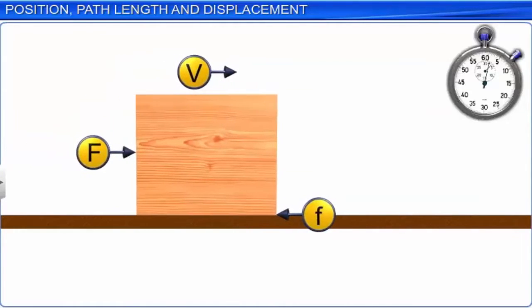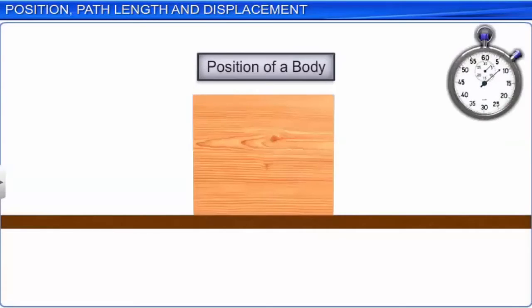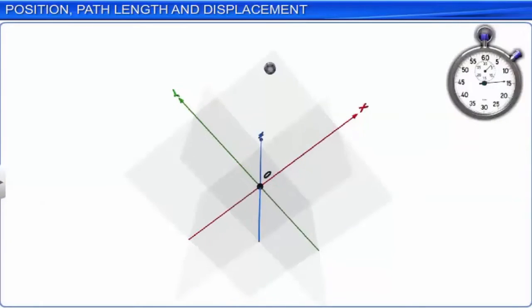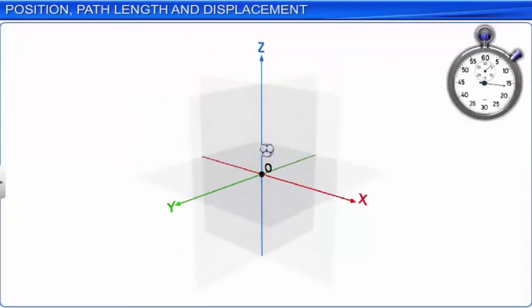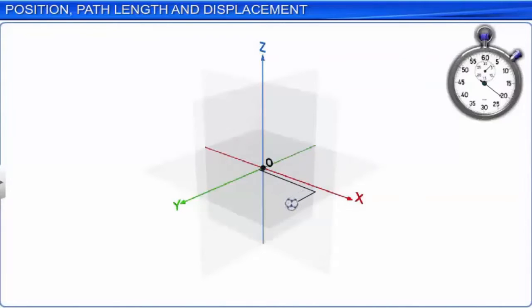In kinematics, we study the motion of bodies without considering the forces that cause the motion. Let us first understand what is meant by the position of a body. The position of a body in space is denoted by three coordinates: x, y, and z. The path length and displacement of a body depend on how its position changes with time.